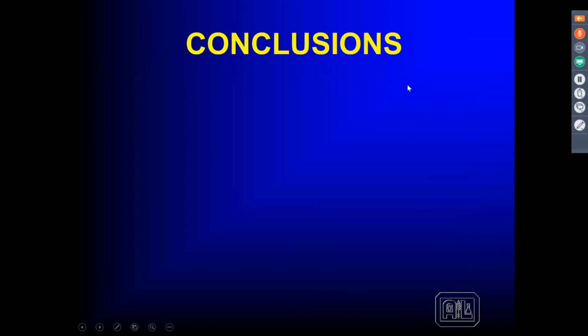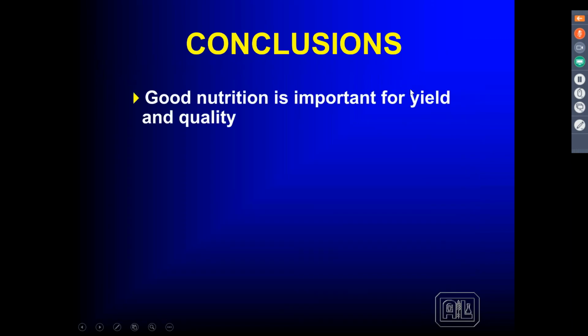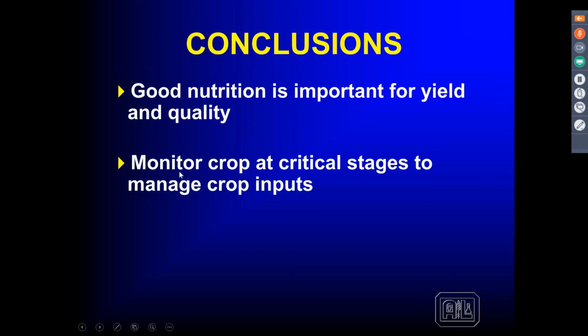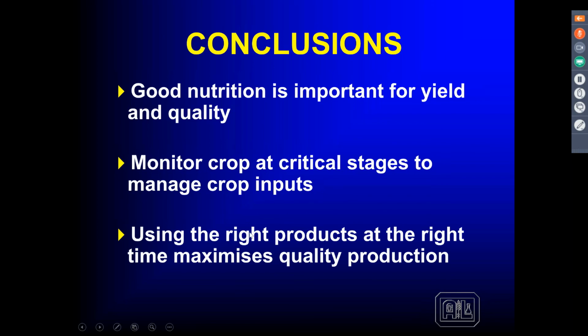So in conclusion, good nutrition is important for yield and quality. At A&L, we focus mainly on quality. We believe that if you grow for quality, yield comes with it. We're suggesting you monitor the crop at critical stages to manage the crop inputs and just make sure you're topping up the tank through the growing stages. And then using the right products at the right time maximizes the quality and production of that crop.